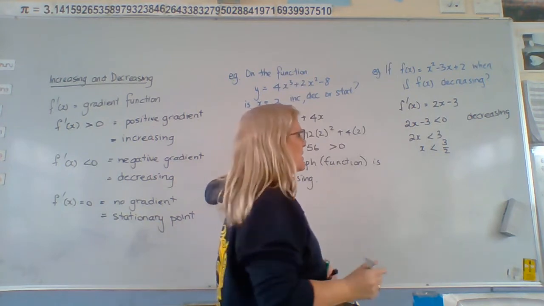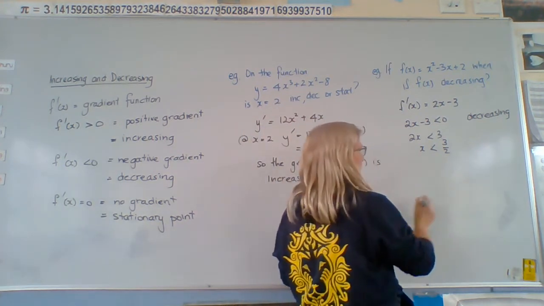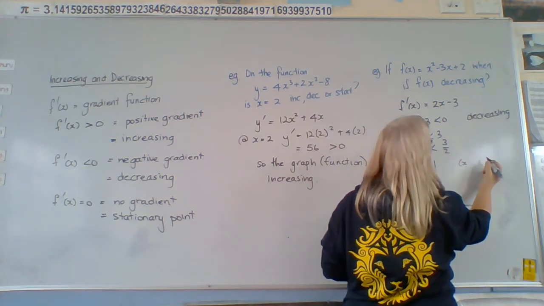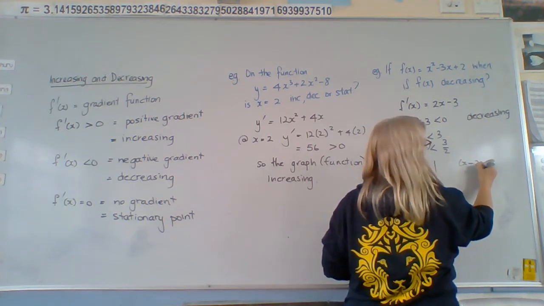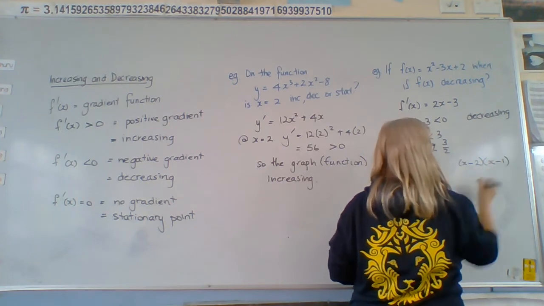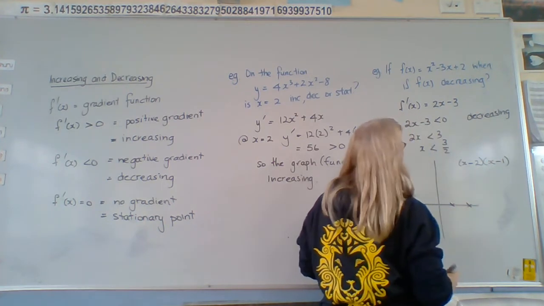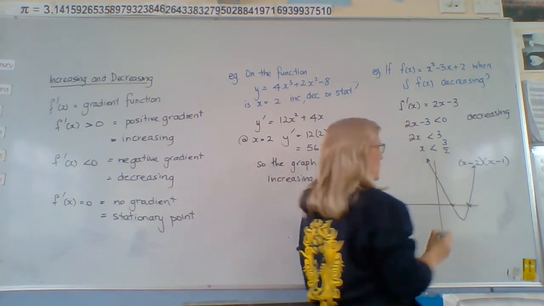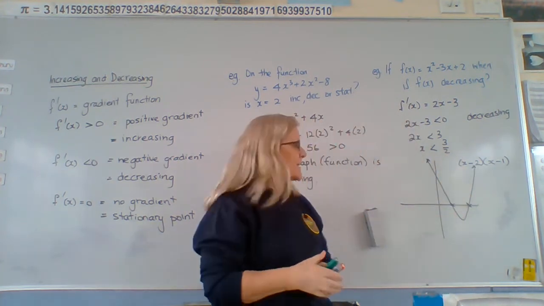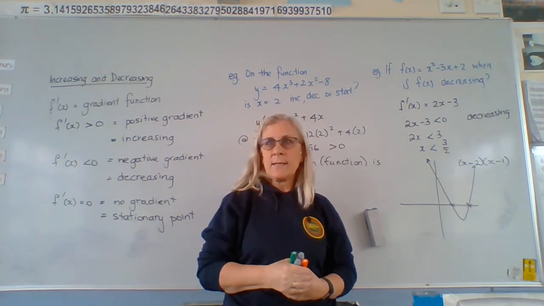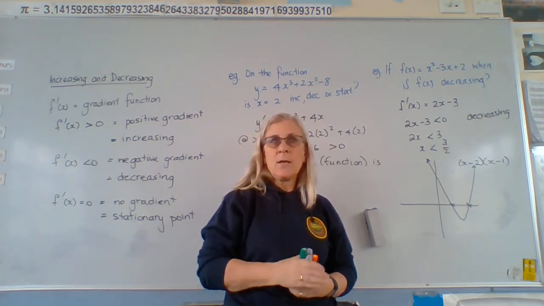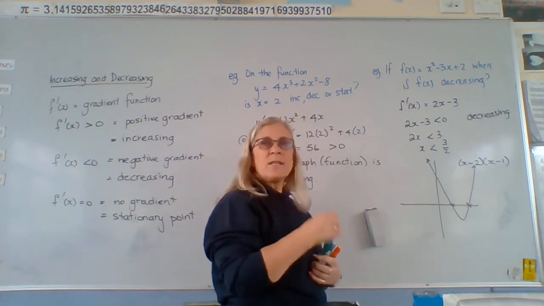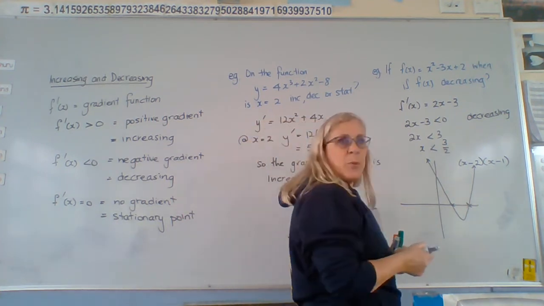So if we have a look at this one, if we use our graphical knowledge, and we know that it is equal to minus 2 minus 1, and it's a positive quadratic. So we've got that picture going on. Where is it decreasing? On this side, right? And then on that side it's increasing. So it's decreasing up to the turning point.